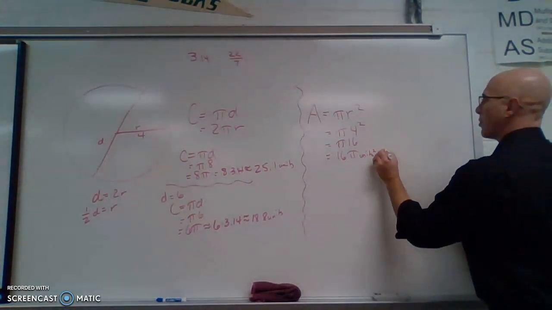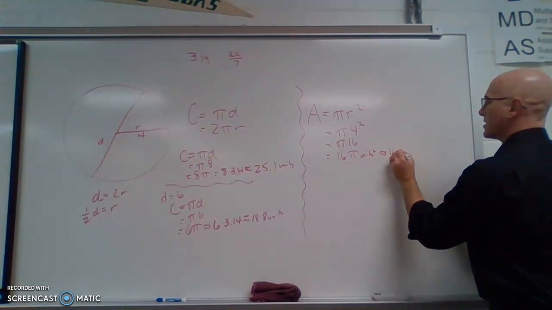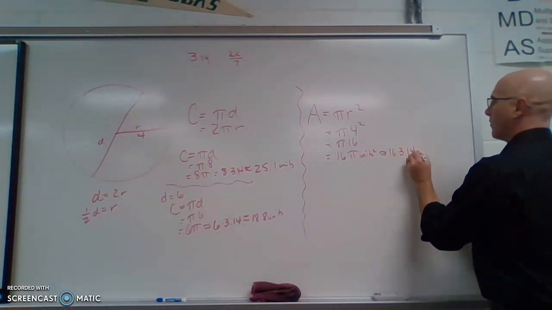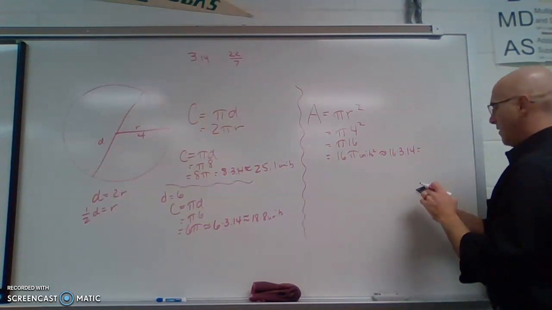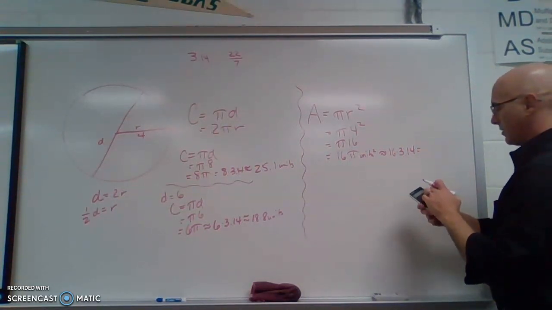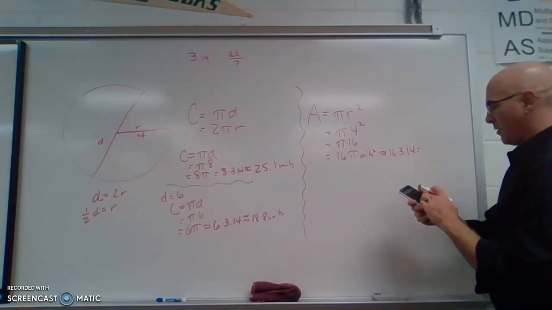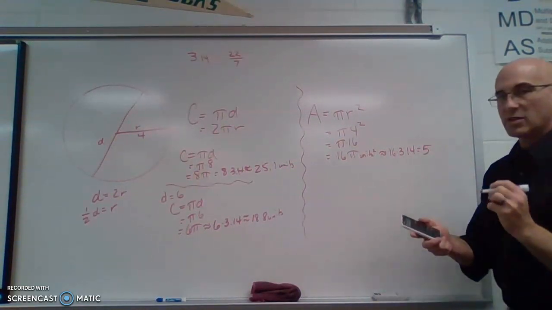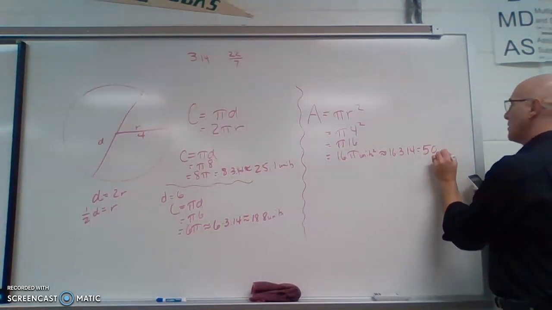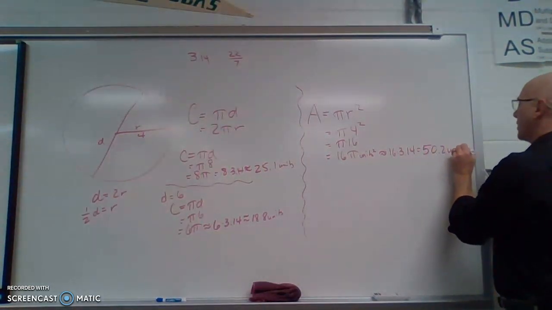If we wanted to approximate it, we would say 16 times 3.14. And that is estimated or rounded to the nearest tenth, 50.2 square units.